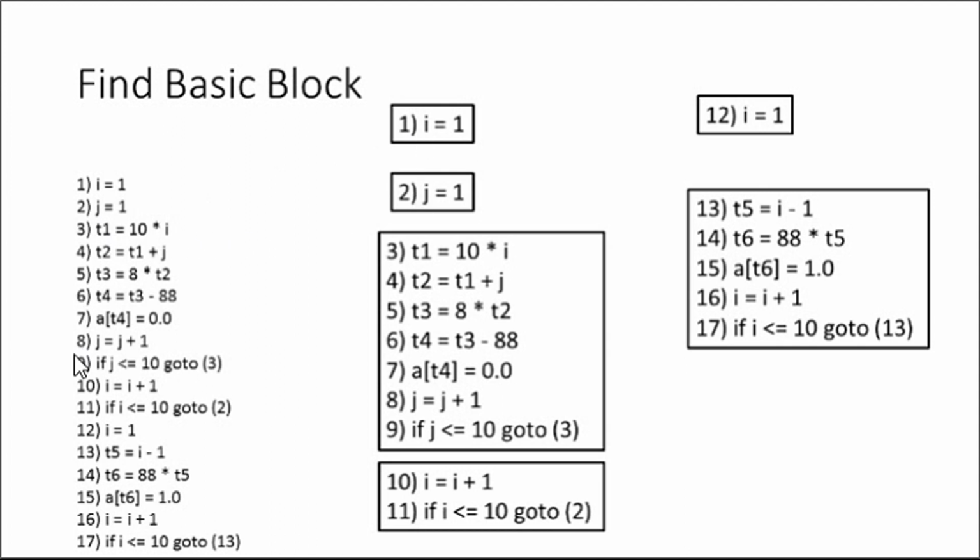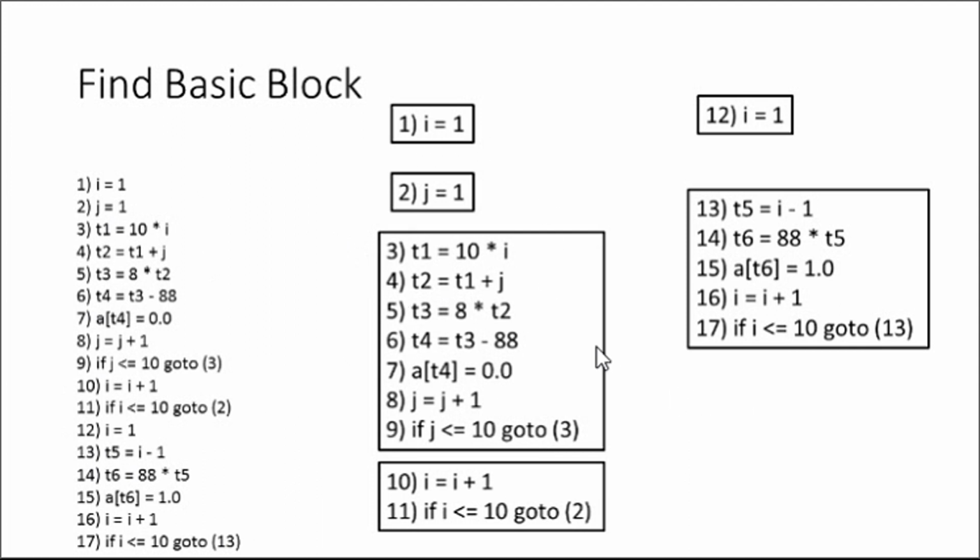Then statement number 3 to 9 belongs to the next block. Statement number 10 and 11 belongs to the next block. And as the statement immediately after the conditional statement is a leader, the next block starts with i is equal to 1. If you observe again, line number 17 tells us that if i is less than 10, then go to 13. Means we are saying the next leader statement is that, line number 13. So these consecutive statements are going to be divided into these basic blocks.